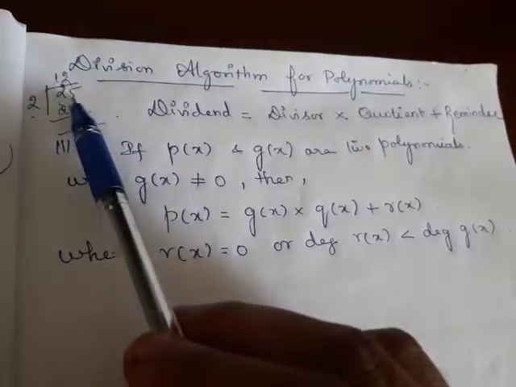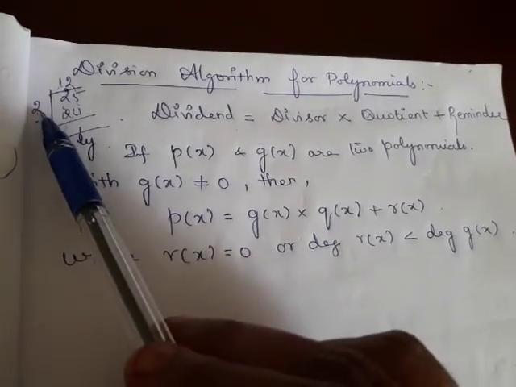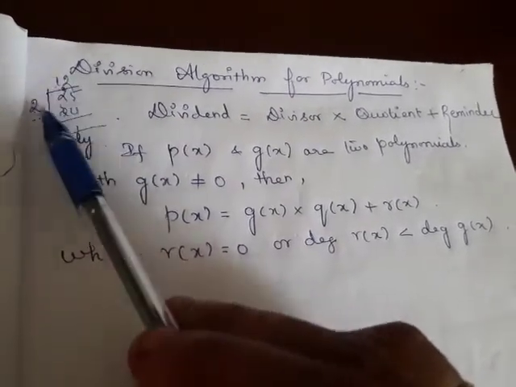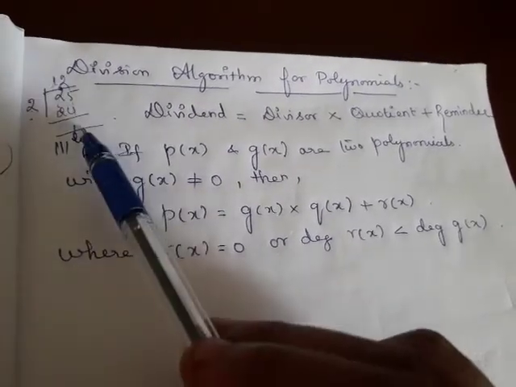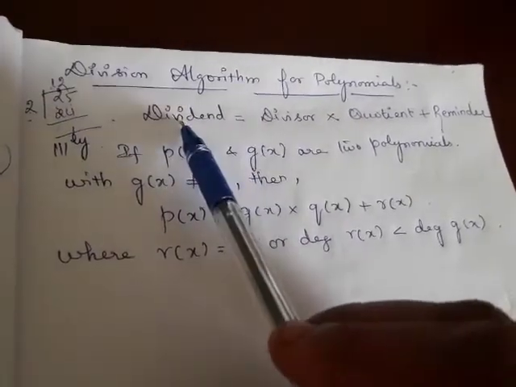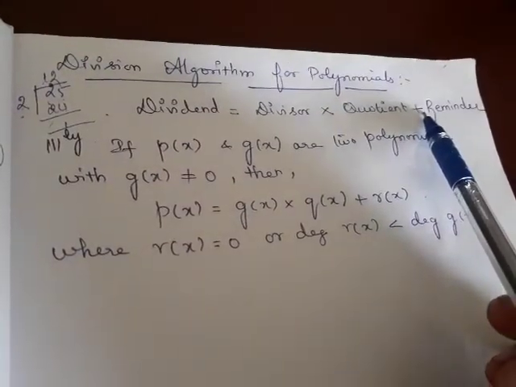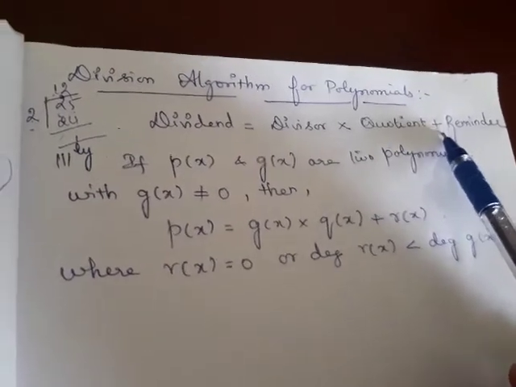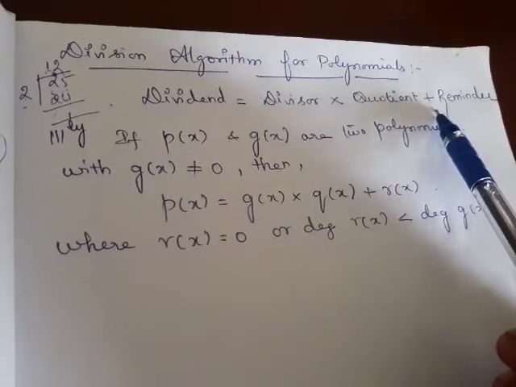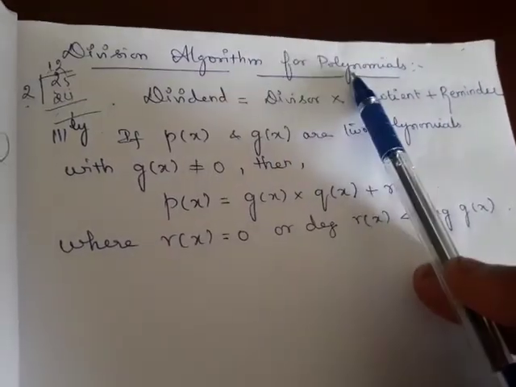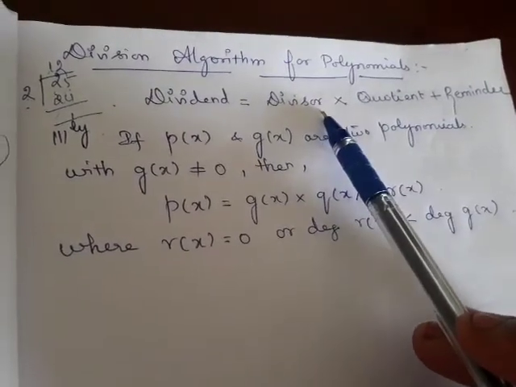So what is my dividend? 25. How can I obtain my 25? By multiplying the divisor into the quotient. So 2 12s are 24 plus the remainder. 2 12s are 24 plus 1, we get 25, which is nothing but the dividend. So this is the general division algorithm, which holds good for natural numbers, right? Now we are going to extend this division algorithm for polynomials. This holds good for polynomials also.